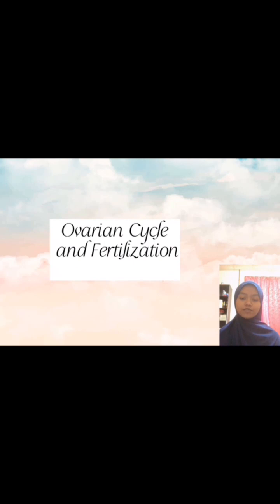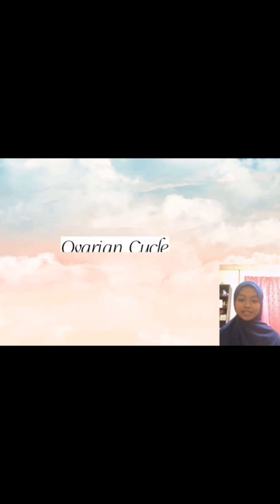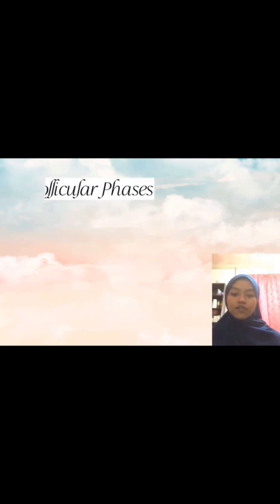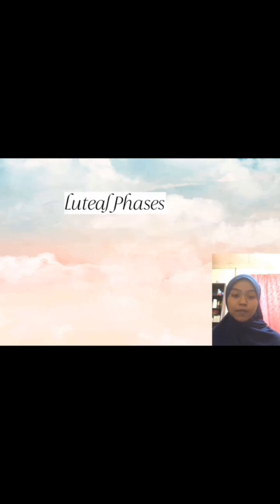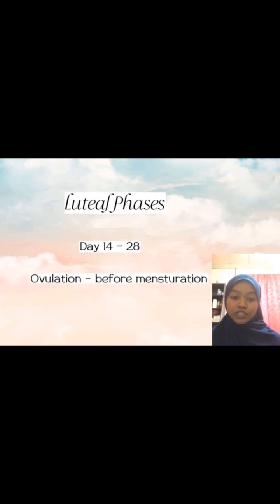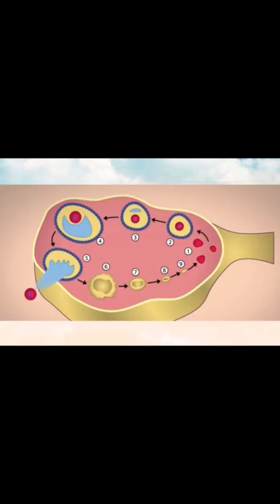Ovarian cycle and fertilization. Ovarian cycle. The follicular phase takes place from menstruation to ovulation, which is day 1 to day 14. The luteal phase occurs from day 14 to day 28, from ovulation to before menstruation. Follicular and luteal phase diagram. We are using this for my map.